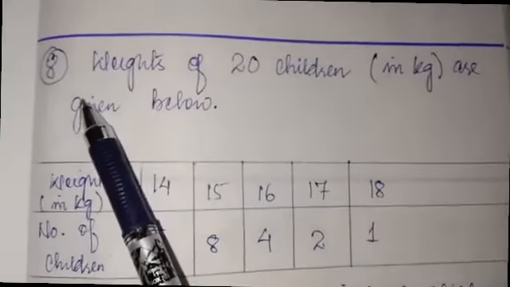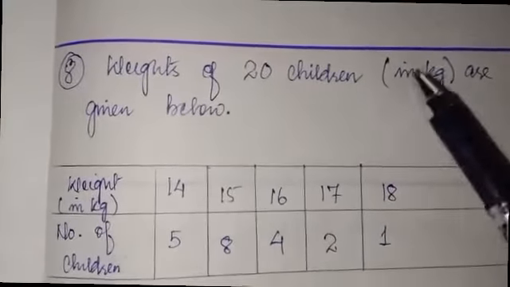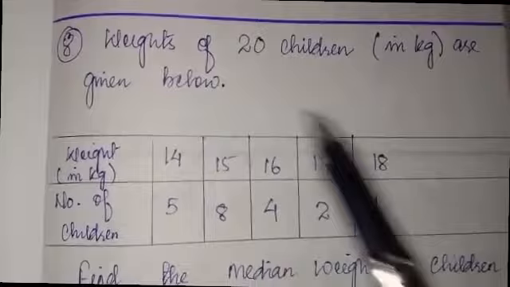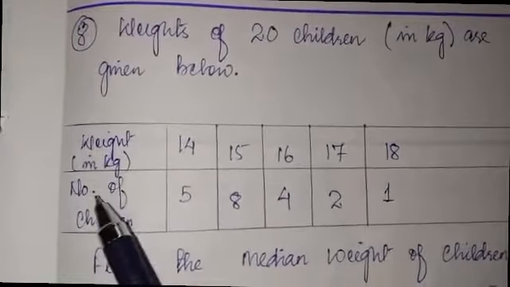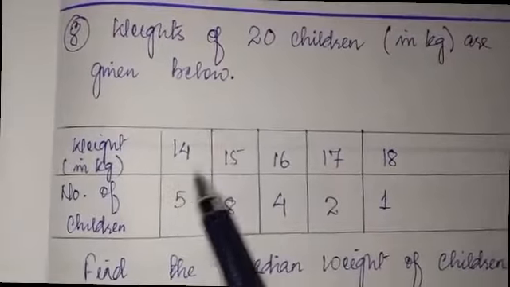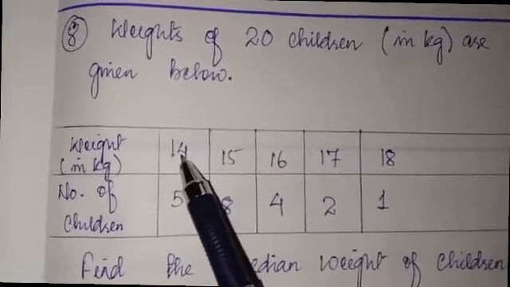Now next, question number 8. Weights of 20 children in kg are given below. Here one table is given, with your weight in kg and your number of children. So 5 children have 14 kg weight.